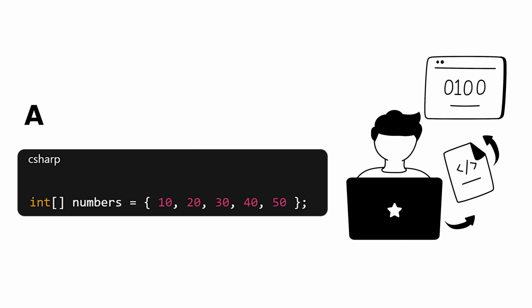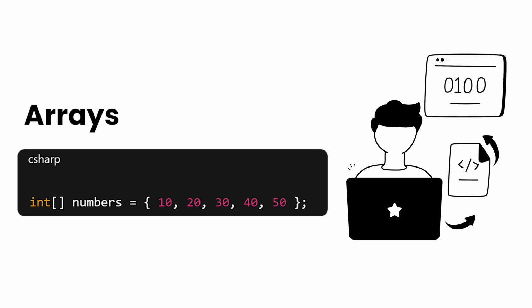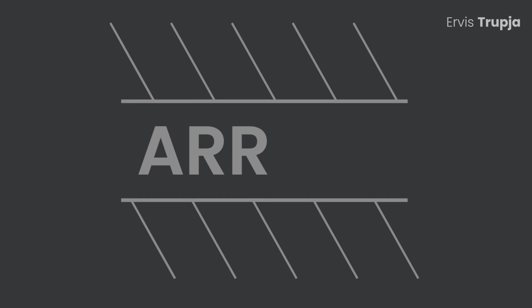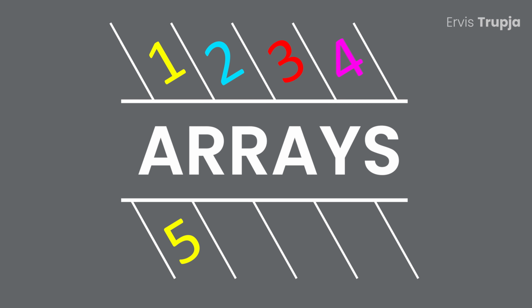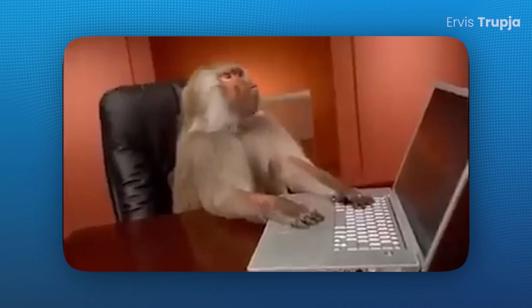In C#, arrays store multiple values of the same type in numbered slots. Think of them as numbered parking spaces for your data, where each space holds one item and you know exactly where everything is.